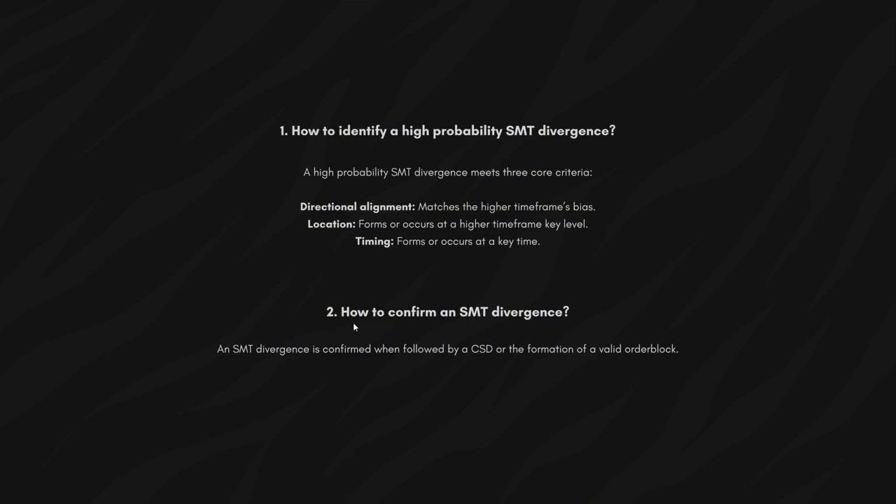And the second question is how to confirm an SMT divergence. The answer is that an SMT divergence is confirmed when it is followed by a valid CSD or the formation of a valid order block relative to its lower time frame based on time frame alignment.